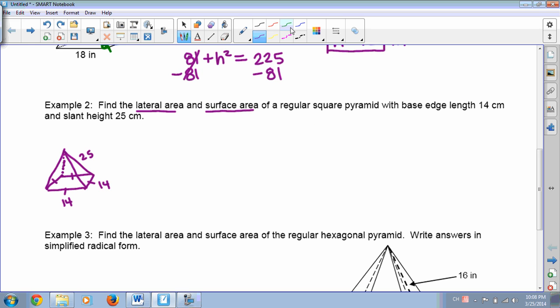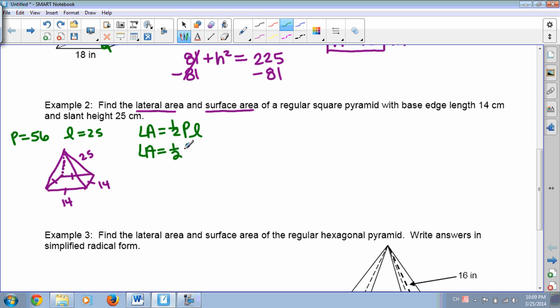Okay, our formula for lateral area, you always write your formula first. Lateral area is equal to 1/2 times big P times L. The first thing we need to find is big P, which is the perimeter of the base. The base is a square, and each side is 14, so 14 plus 14 plus 14 plus 14. Perimeter, not area. That is 56. Times the slant height. L stands for your slant height, which is 25.